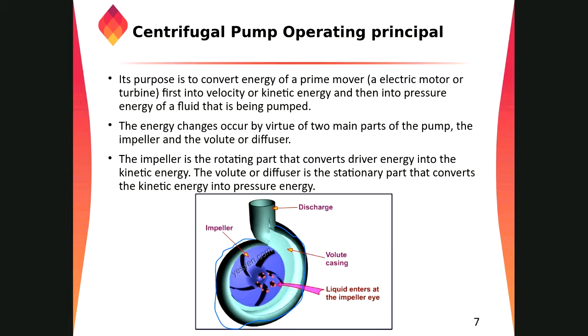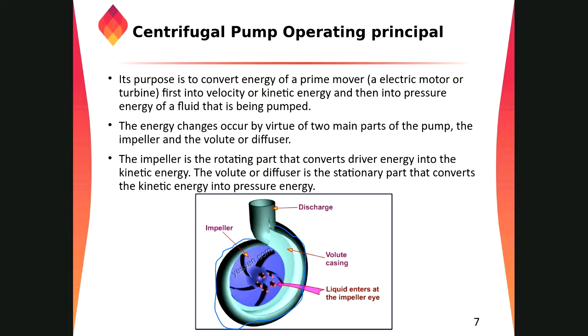As the area increases, the velocity decreases and the pressure increases. So all the velocity energy or kinetic energy of the liquid is converted to pressure head or pressure energy, and hence at the discharge we get high pressure energy converted from the kinetic energy of the water. The energy changes from kinetic energy to pressure energy by virtue of two main parts of the pump, the impeller and the volute or diffuser, right?